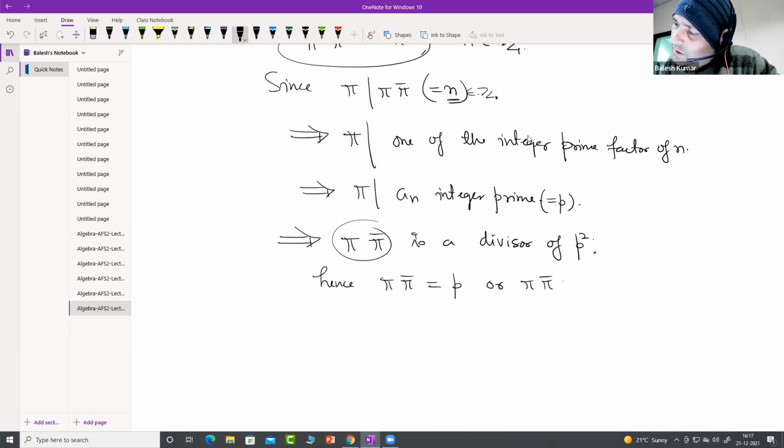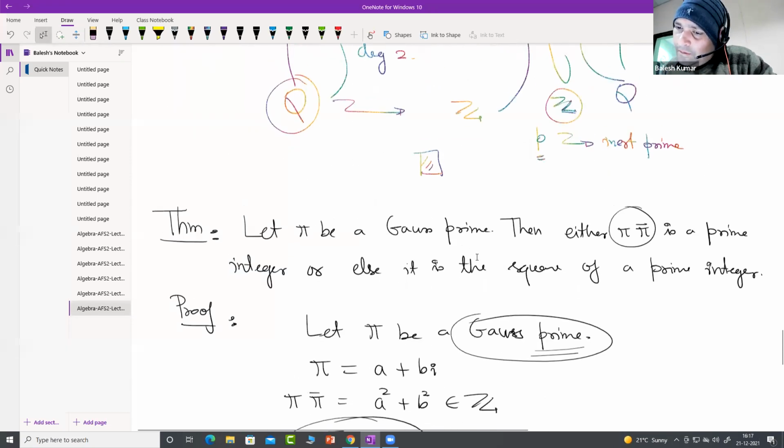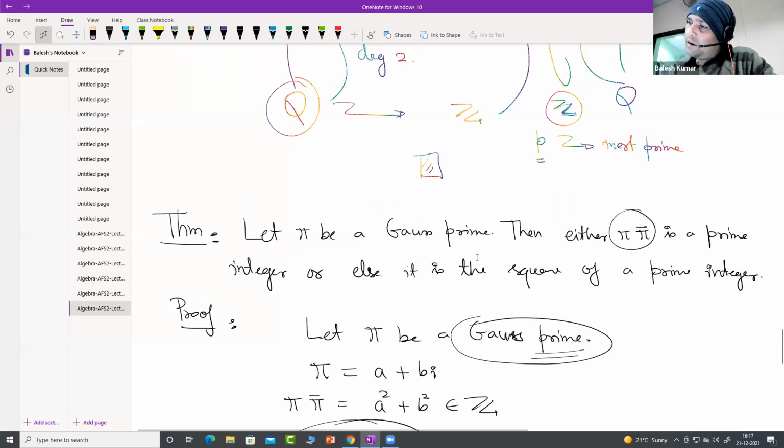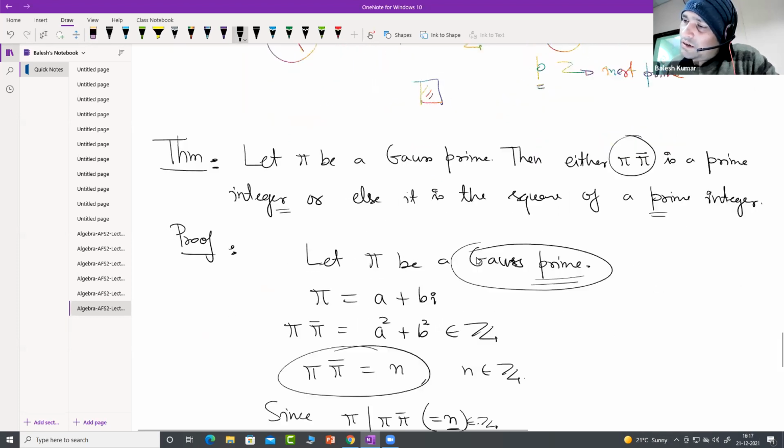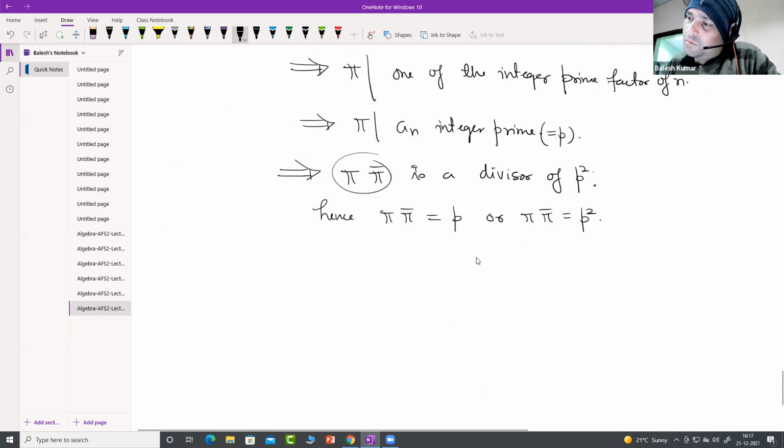And that's what we would like to prove here: if you have a Gauss prime pi, then pi pi bar is either a prime integer or the square of a prime integer. This is exactly what we are able to prove, because pi is a prime, so it is not a unit. Okay, so far so good. By the way, any doubts or comments so far?